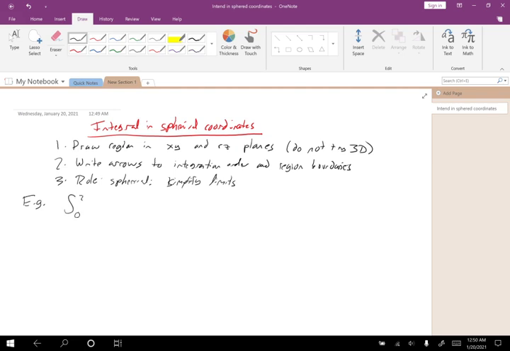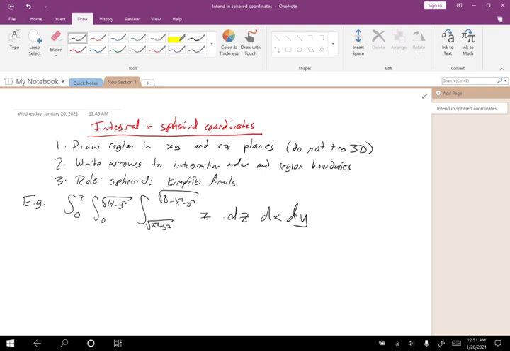Let's take 0 to 2, and then we'll go from 0 to square root of 4 minus y squared, and then square root of x squared plus y squared, and then to square root of 8 minus x squared minus y squared, and then our integrand will be z times dz dx dy. And try not to get freaked out by how big this expression is. It's not as bad as it looks. It'll turn out to be quite an easy integral once we process it with coordinates.